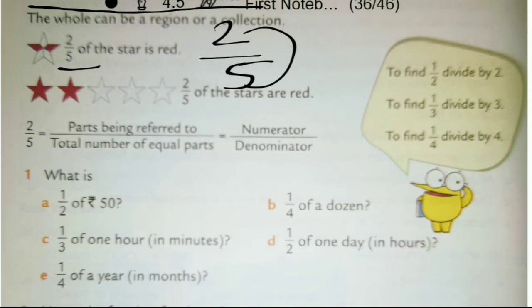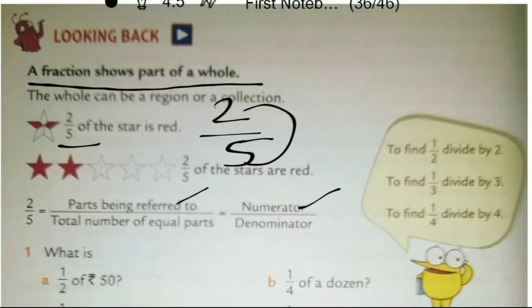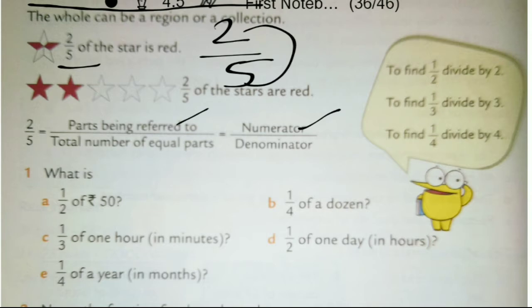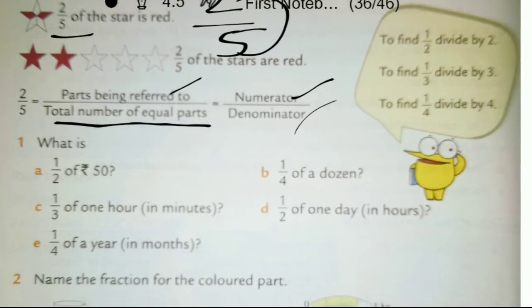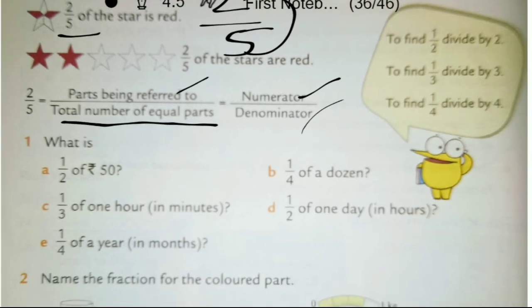2 upon 5. The first one, the parts being referred to, is known as the numerator, and the total number of equal parts is known as the denominator. Next is, the questions we will solve in the exercise.